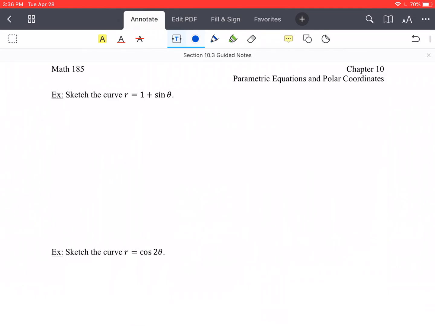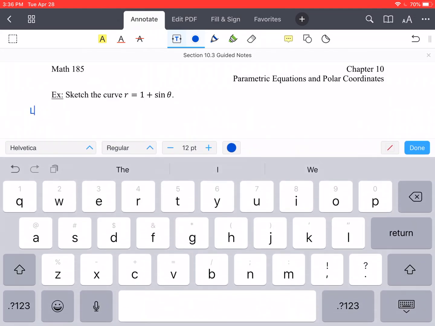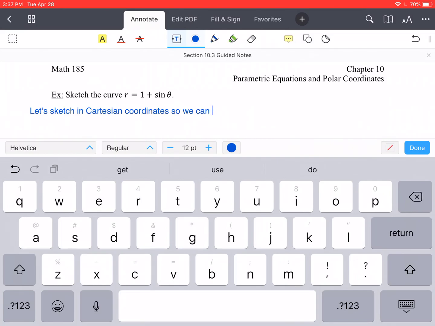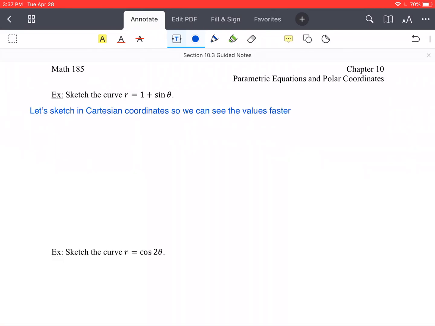Okay, so put this right here. So let's sketch in Cartesian coordinates so we can see the values faster. Okay, so nothing really different about this. We're still finding values of theta and r, but we're plotting it in a more rectangular sense so that we can see a little bit faster than just plotting points.